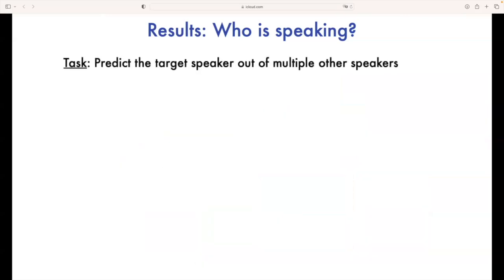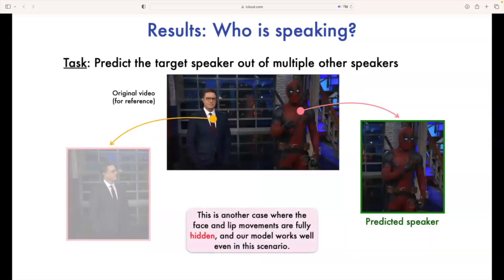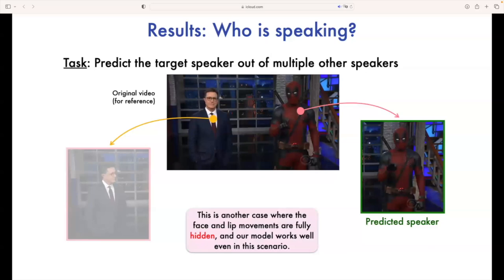So here is one last example. Like the poor man's version of Ryan Reynolds. And like the rich man's version of my most recent. So again, this is an extreme example where there's no face, no lips, everything is occluded. So the lip sync models will fail, but our model can work well.